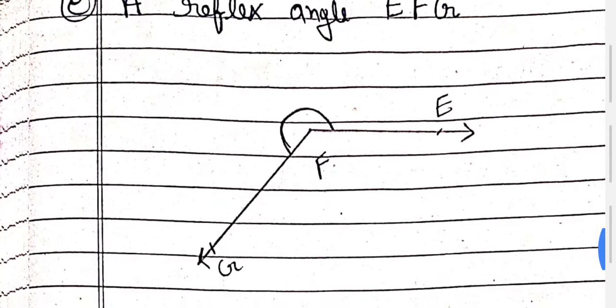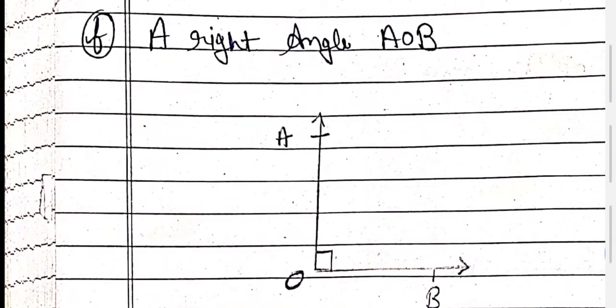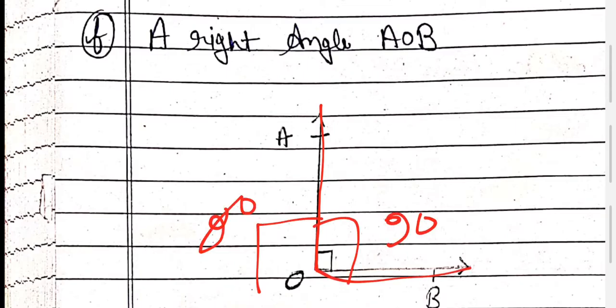And reflex angle. Reflex angle is what? If two lines are there, the greater one is known as reflex angle. So draw this example. This is an example of what? Reflex angle. And right angle is always a straight angle, and the measurement is what? 90 degree. This side also 90 and this side also 90 if you measure.